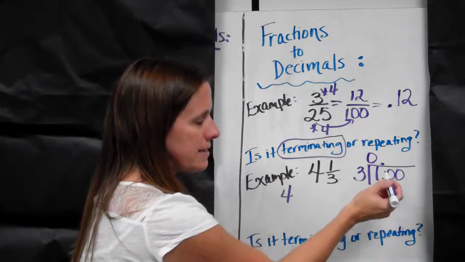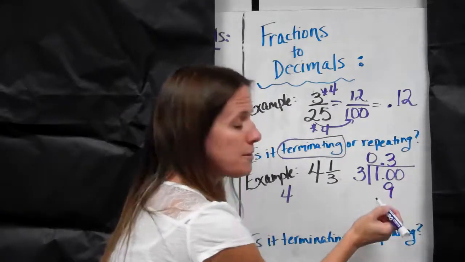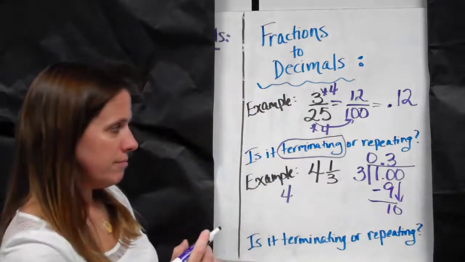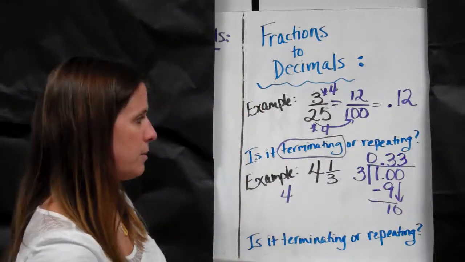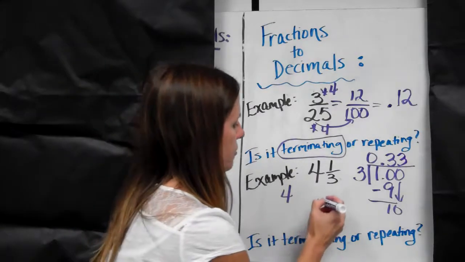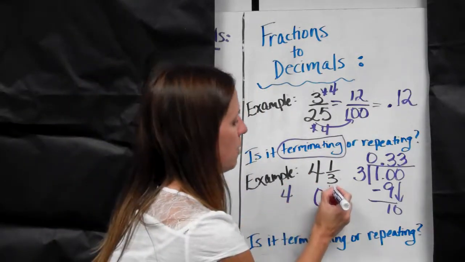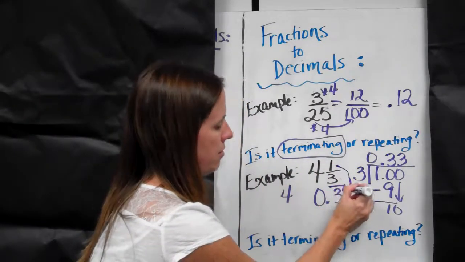How many 3's go into 10? 3. 3 times 3 is 9. You're going to subtract. 10 minus 9 is 1. And we have 10 again. How many 3's go into 10? 3. So you see that the 3 is going to be repeating. So you have decimal point 3, or 3/10 repeating. That takes care of the fraction part.